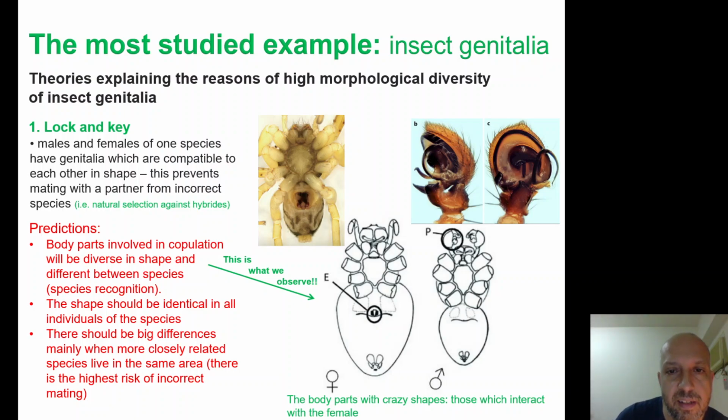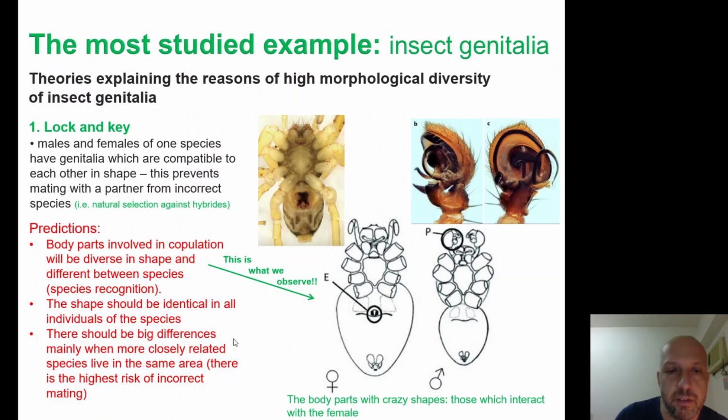Another thing is that if it is lock and key, like in a real key and lock, then the genitalia need to be totally of the same shape, right? If you make a copy of your key to open the door, and the copy is not done properly, your key will not work, right? So the prediction would be that the genitalia are very similar in all individuals of the same species.